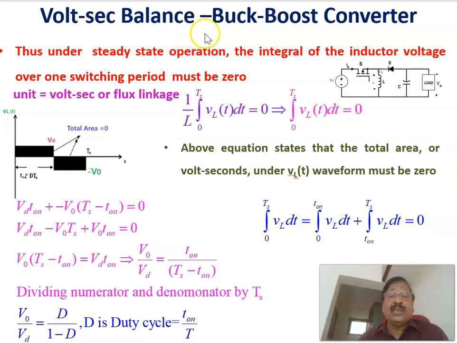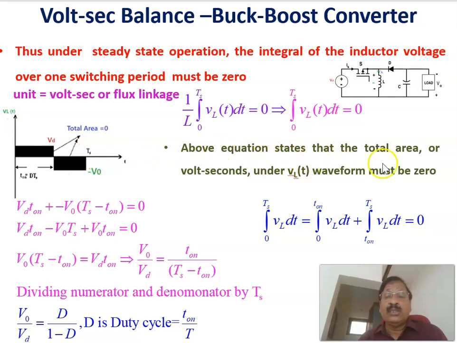Now, continuing the volt-second balance concept for the buck-boost converter. Under steady state operation, the integral of the inductor voltage over one switching period must be equal to 0. That is, integral 0 to Ts VL(t) dt should be equal to 0, meaning that this positive area, this is the voltage across the inductor, should be equal to the negative area. After one switching period, the net area should be equal to 0. Because, as I already told you, the product of voltage and time is nothing but the flux linkage, and the change in flux linkage should be 0 after one switching period.